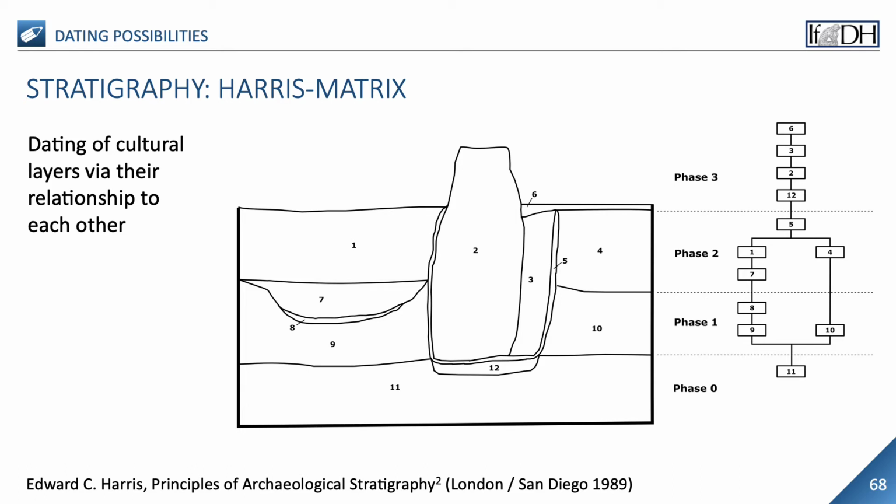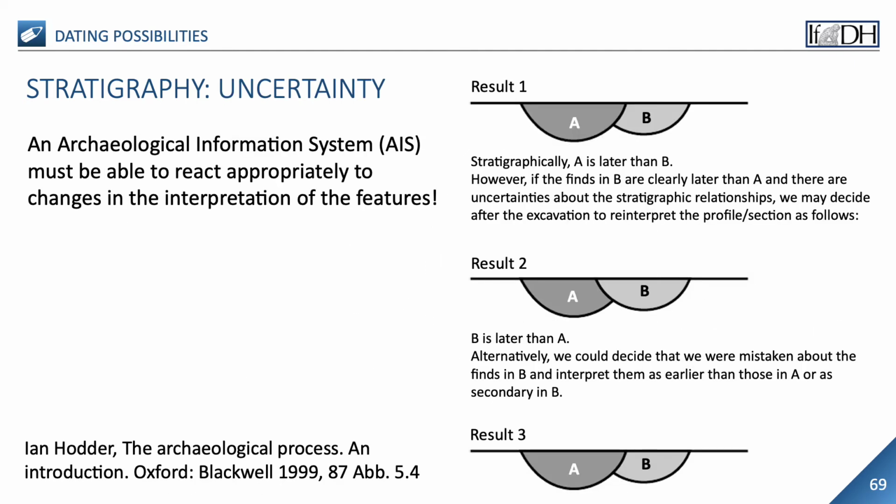For the sequence of layers can be complicated, as you can see from the schematic drawing, because here the layers have been disturbed by later excavation. Once you have identified these discolorations as disturbances, it is clear that layers 1 and 4, as well as 9 and 10, must be contemporaneous. These relationships can be abstracted in their sequence and represented as a scheme, which you will find depicted on the right as a so-called Harris matrix. A computer-based analysis of stratigraphy in an archaeological information system must store the sequence of layers accurately in order to be able to react appropriately to changes in the interpretation of the features.